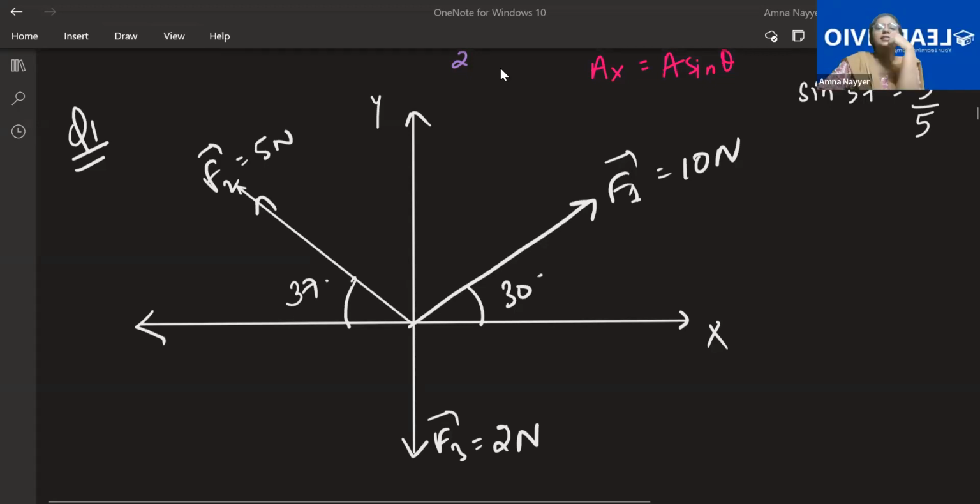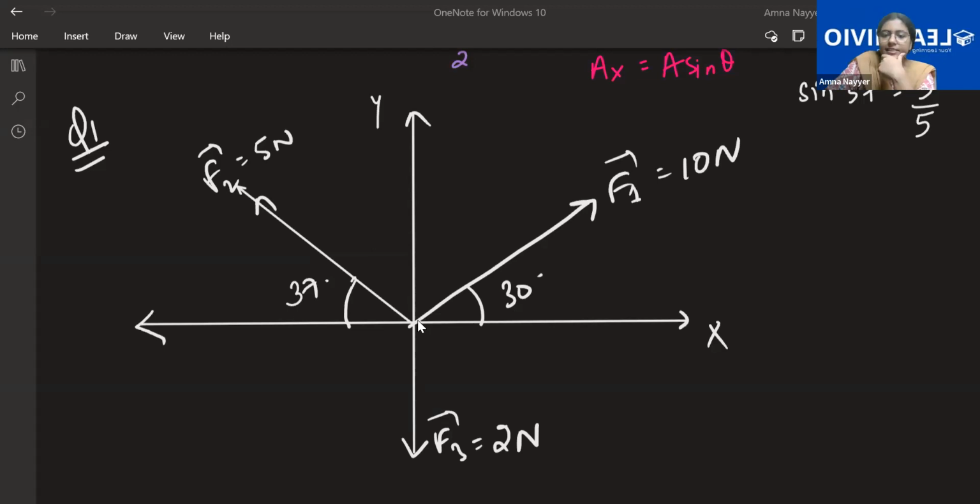Okay, let's discuss this question. See, let's look at the vector F1. There are three forces given to you: 10 Newton, 5 Newton, 3 Newton. So look, F1 is in a plane. F1 is not along the x-axis, y-axis or z-axis. F1 is in a plane making an angle of 30 degrees. So we need to take out its x and y components separately.